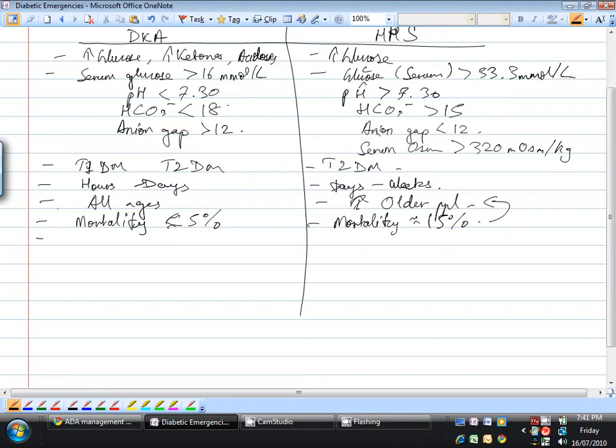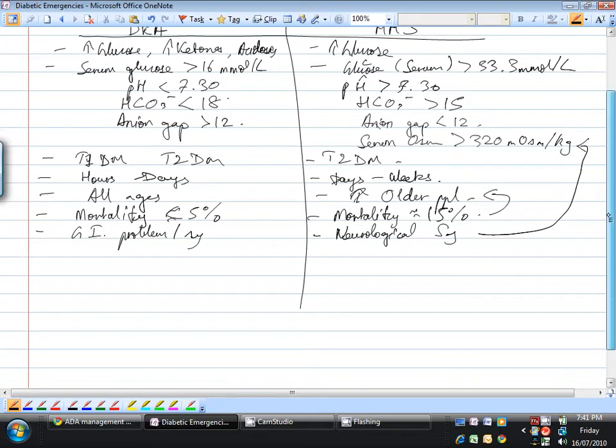In DKA, you often see GI symptoms, whereas in HHS you often see neurological symptoms, and that goes back to the increased osmolality. When the osmolality starts hitting 320 or 330 milliosmoles per kilogram, you often see a significant increase in neurological symptoms, such as even coma or obtundation.